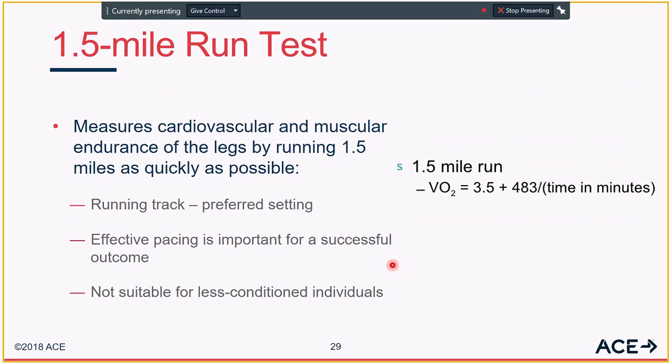If you have someone who's a little more conditioned, you can have them do a 1.5 mile run. So same way, you just run a mile and a half as fast as you can, and you just put in the time in minutes, and that gets you your VO2. That one's a little bit more straightforward with the equation. Also really good to record your time and try to beat that also.